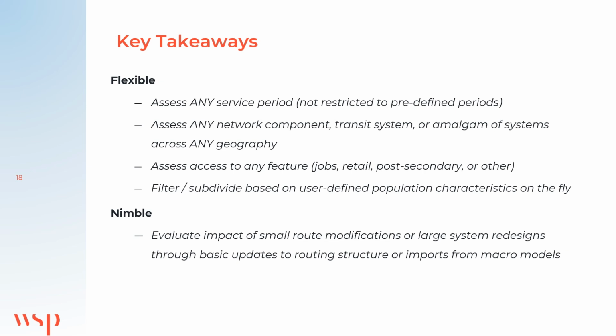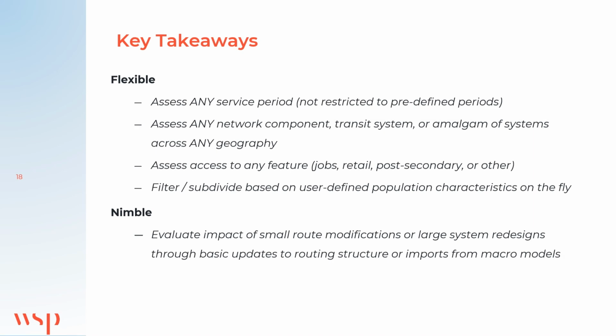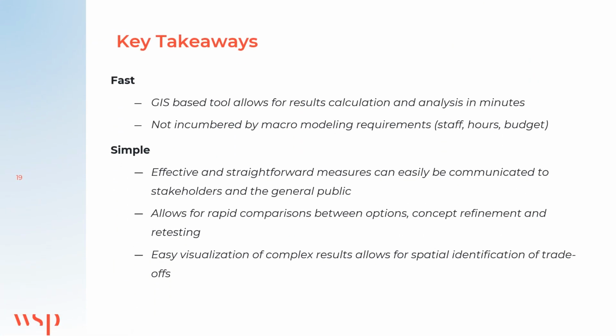So really it's able to look at any time period, evaluate small route modifications or system changes as a whole, and in the end, it's a fast tool that allows us to test and iterate and learn from these different data sets as we're developing service plans. And at the end of the day, it's a simple tool that's easy to communicate, and therefore it's not something that's intimidating for the public to understand. It's just percentage change over time and very simple visual maps that indicate the network coverage.